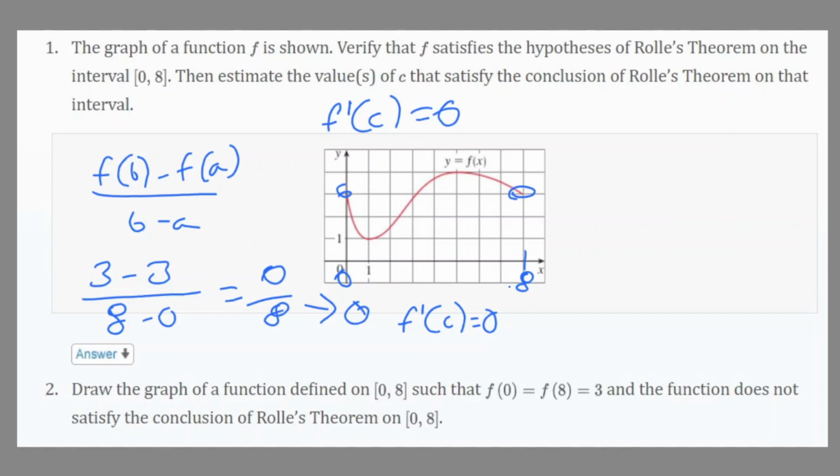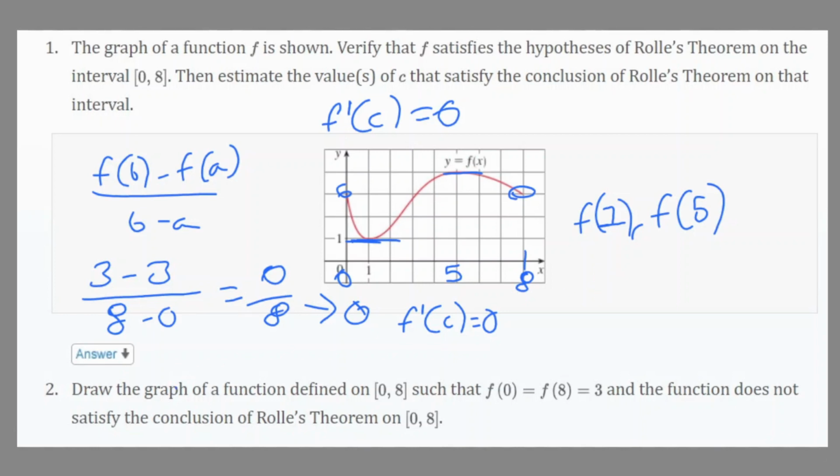So we need to find the c values, also known as the x values, in this interval that have a slope of 0, or rather a horizontal tangent line. We can see visually that there's a horizontal tangent line at x equals 1, and then there's a horizontal tangent line at, I believe, 5. So x equals 1 and 5 would be your c values, so c equals 1 and 5.